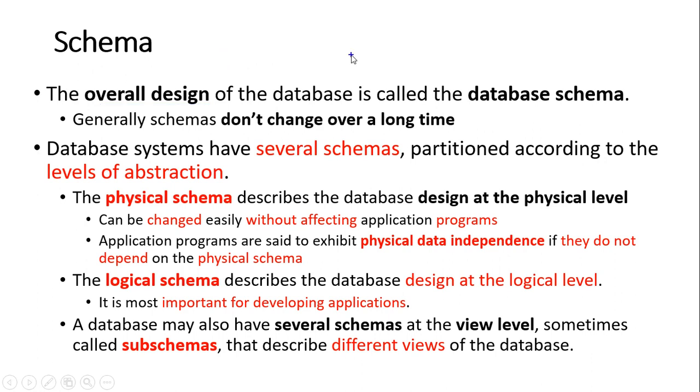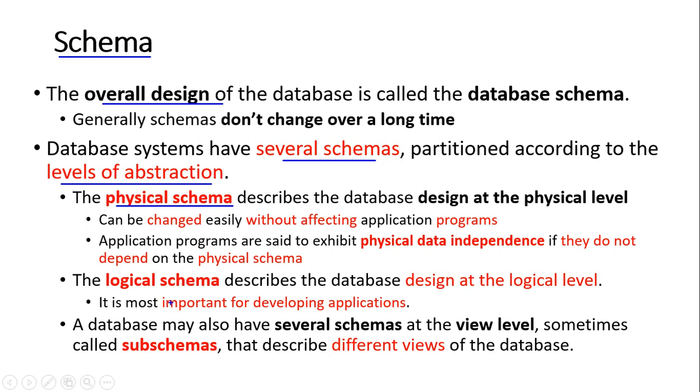Now let's come back to the schema itself. There are different schemas available in the database, and these depend on the various levels of abstraction that we have in our database. In the previous classes, we studied that there are three levels of data abstraction: one at the physical level, another at the logical level, and the third at the view level. Depending upon the different levels, there are different designs. At the physical level of abstraction, there will be a design done at the physical level, and this design is called the physical schema.